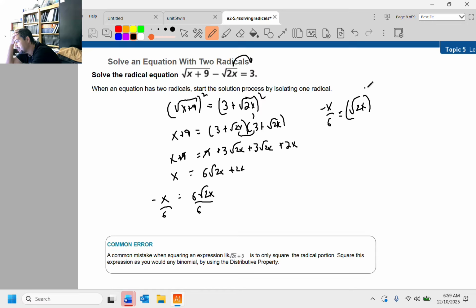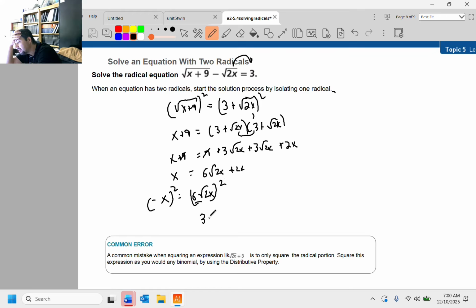The opposite of a square root is a square. If you square a −x, you get x². You square 6, you get 36. x²/36 is 2x. Good stuff. Would have actually made sense not to divide that 6 out. In fact, let's go back and do that. I thought about not doing it. You don't always have to isolate the radical. Sometimes it makes sense not to do it.